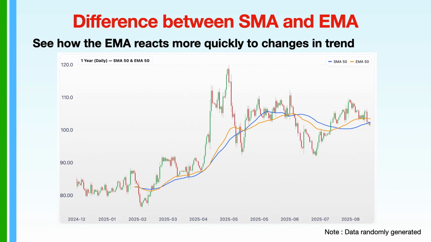This chart tries to show how the EMA reacts more quickly to changes in trend. The EMA and SMA are both calculated over 50 days. The SMA is shown in blue and the EMA is shown in orange.